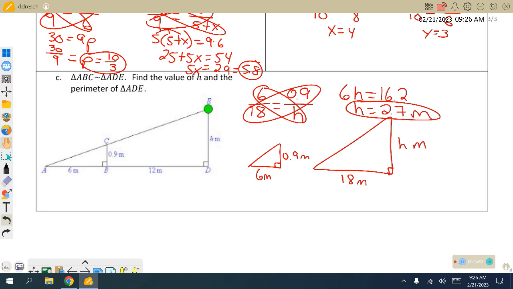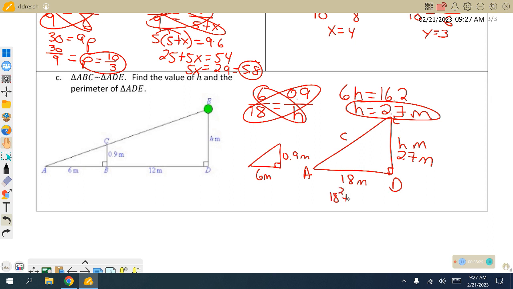It also wants us to find the perimeter of triangle ADE. ADE is the big triangle. So we got the 2.7 meters. For the perimeter, we need to walk it around and add it up. We are missing the hypotenuse. Everything goes back to the Pythagorean theorem. So we need to do a quick Pythagorean theorem to help us find the hypotenuse.